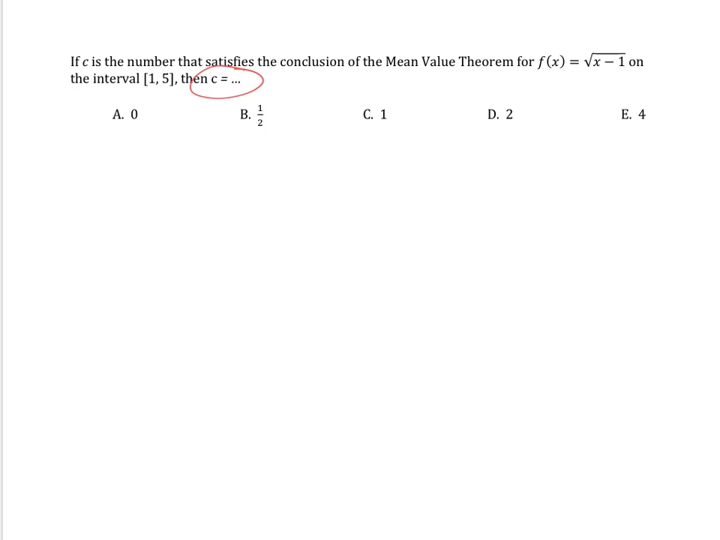So just a quick reminder, our mean value theorem states that if a function is differentiable and continuous on a given interval, then there is some C value, a particular x value, at which f prime of C, my derivative, is equal to the difference quotient, f of b minus f of a all over b minus a. That would be the average rate of change of your given interval, which in this case is from 1 to 5.